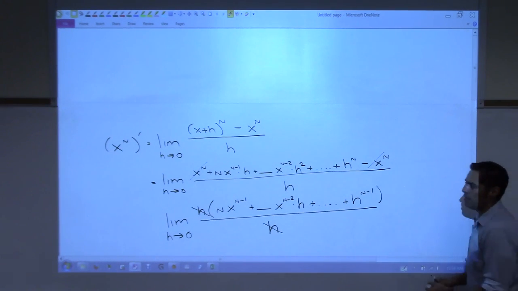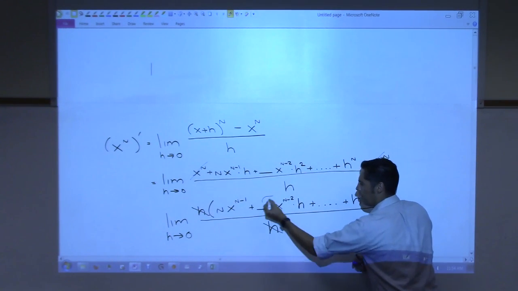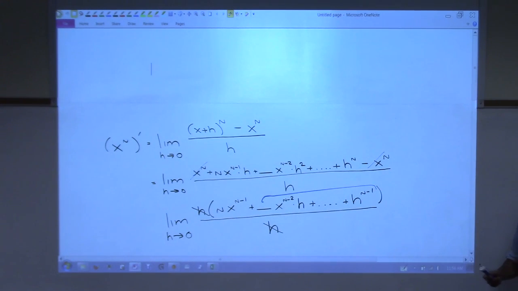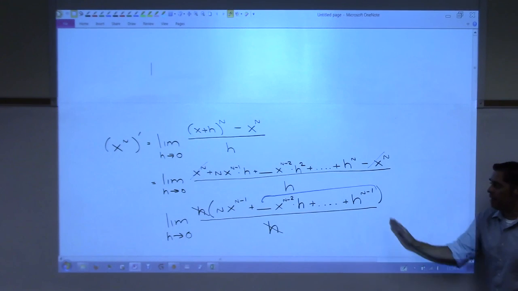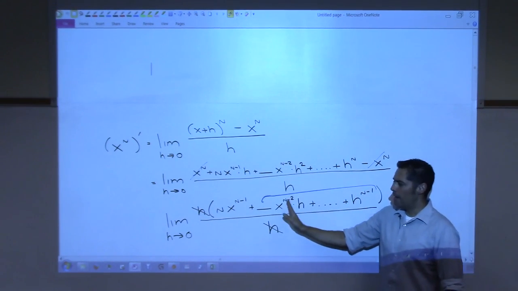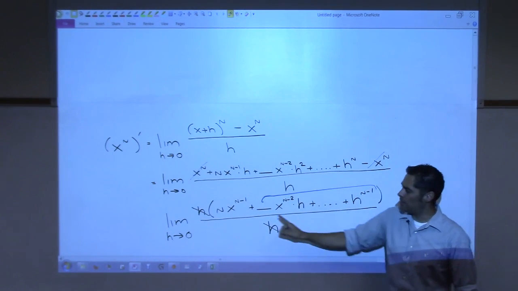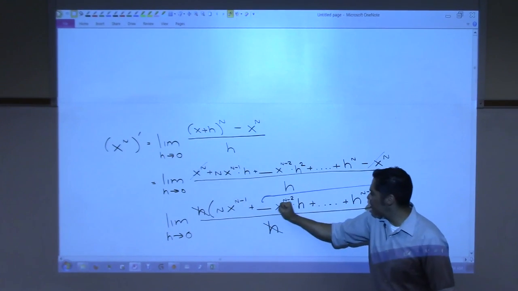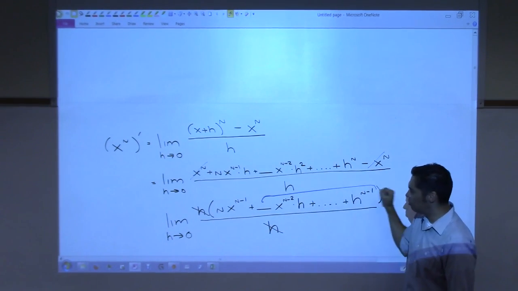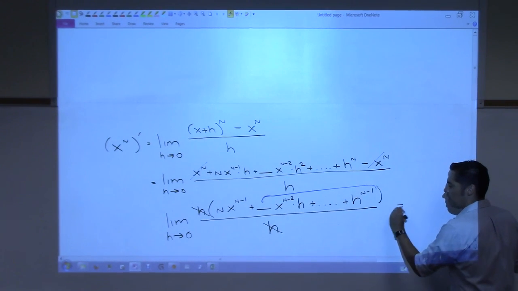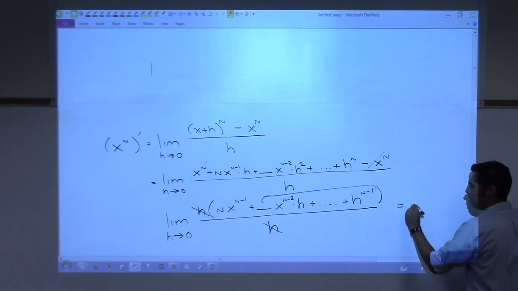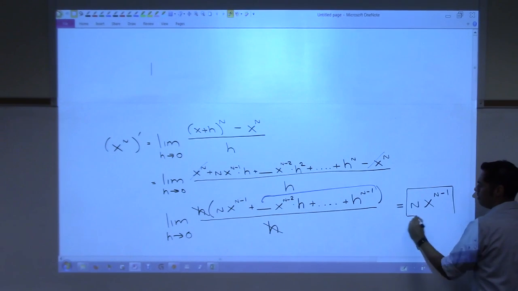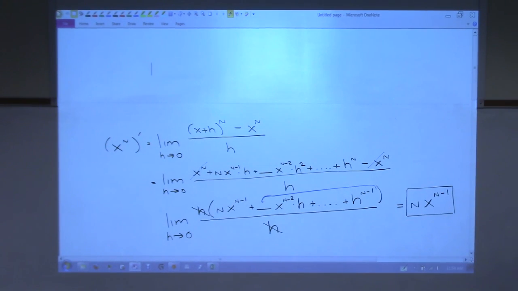What can you tell me about every single one of those terms? They all go to 0, right? They all have an h, don't they? Yep. Everything down here has an h. This is the only thing that no longer has an h. So this goes to 0, it's all gone. And the only thing left is that very first piece over there, which is n x to the n minus 1. And that is the rule, isn't it? That's the rule.